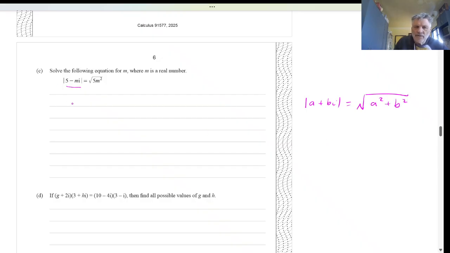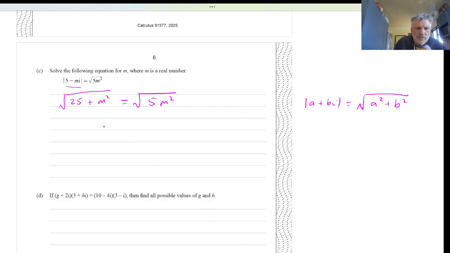So over here on the question, we can rewrite the left-hand side as the square root of 25, 5 squared, plus m squared, which is negative m all squared. And that has to be the square root of 5m squared. We haven't got any problems here. Both these numbers under the square root are positive. M squared is always positive. M squared there plus 25 will also be positive.